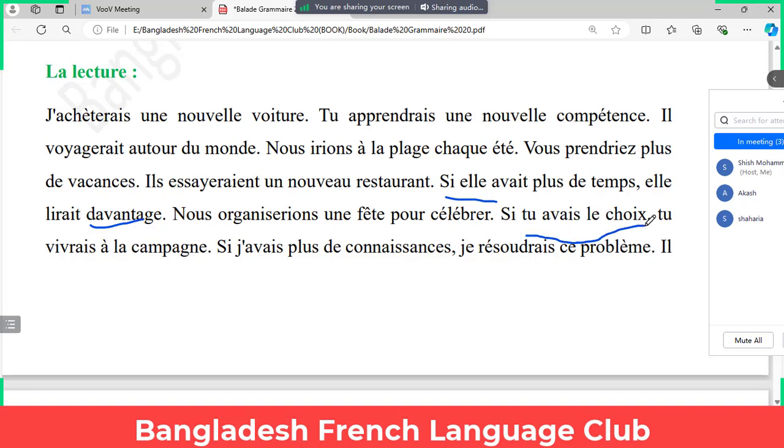Okay. This sentence, please. This one. Si tu avais le choix, le choix.